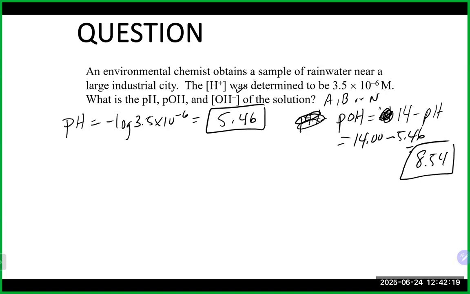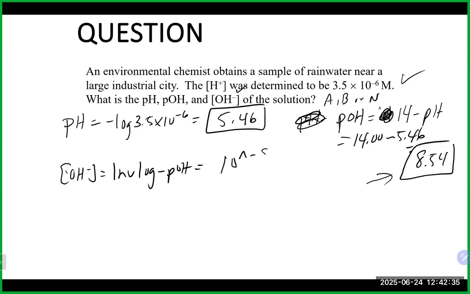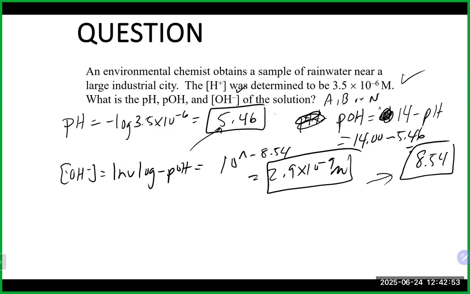What's left there? OH minus. So again, you could still use Kw. You could, now that you have the pOH, do the inverse log. So we'll try that one. Inverse log of the negative pOH. Again, on your calculator, probably should look something like this. And that's going to get us here. It's like a 2.9 times 10 to the minus 9 molar as well. And in this case, again, we want to look at the pH value, which is less than 7. So it is acidic in this case.